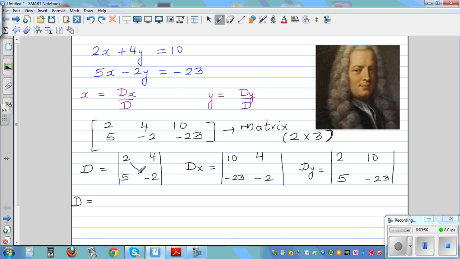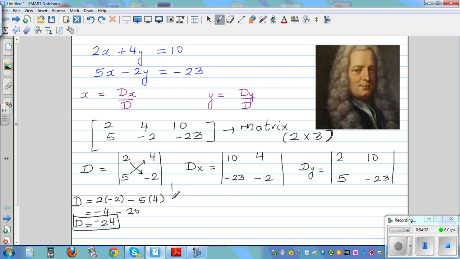You multiply like this. You multiply this 2, and then you take away the product of this 2. So let me write like this. So this is 2 times negative 2, take away 5 times 4. Okay, so let me simplify this. So this is how much? This is negative 4, take away 20, which is minus 24. So the determinant of this 2 by 2 matrix is negative 24.